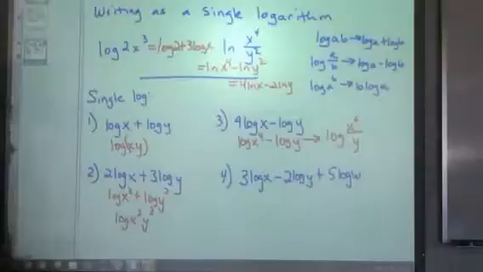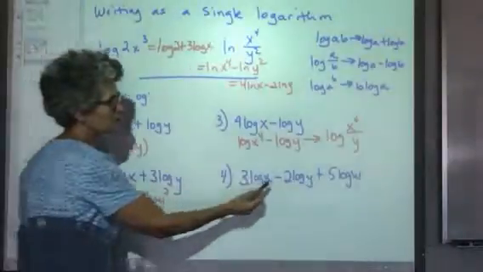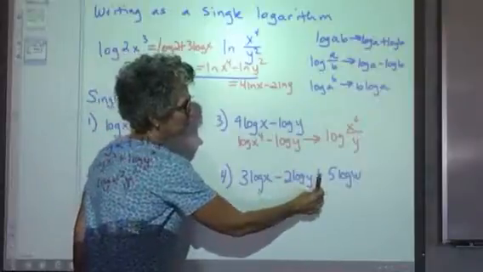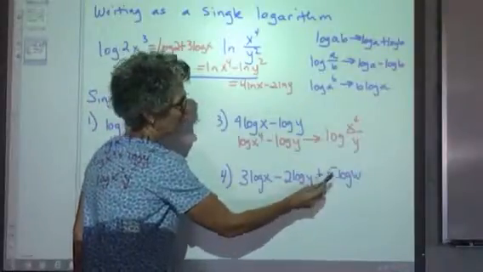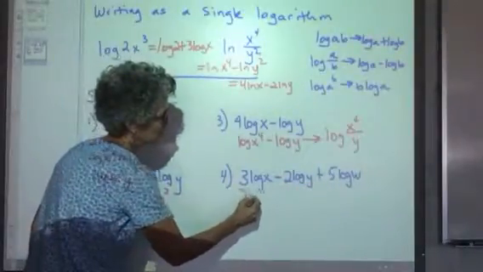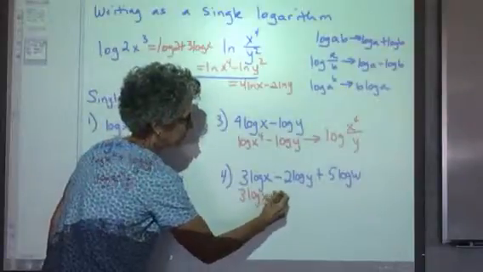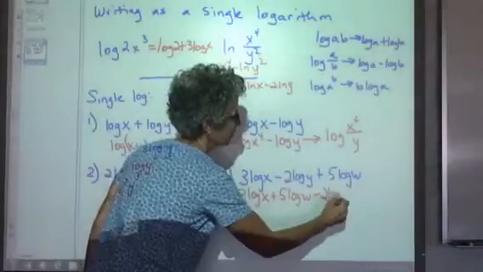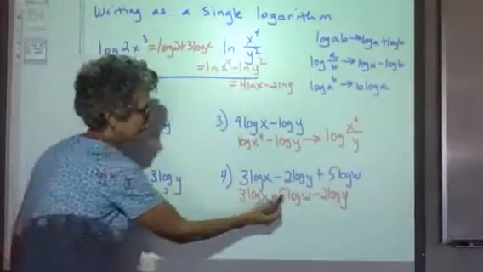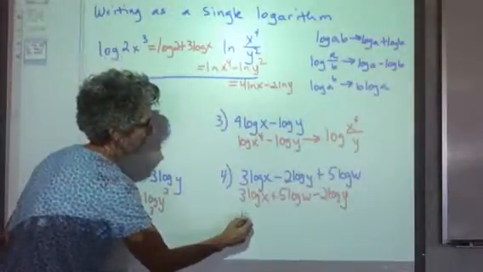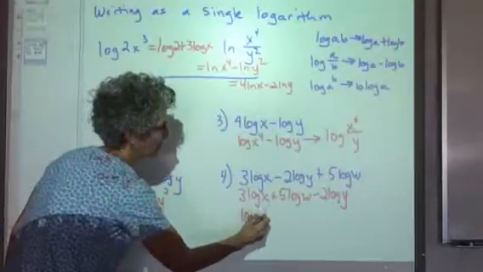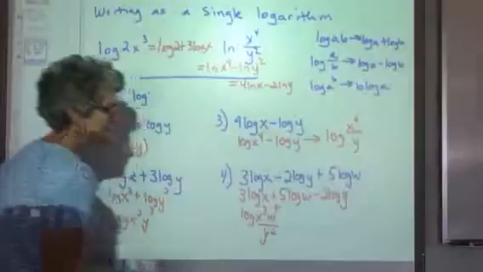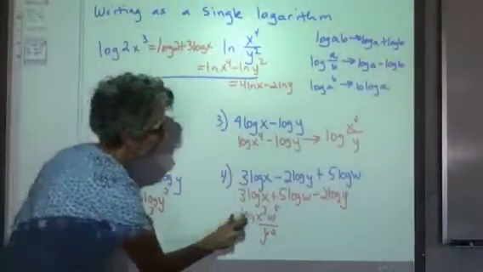Again, a single log. This one, students can get confused. Here's the minus, so that means it was a division problem. But this is plus, so this belongs in the numerator. And think about it, if you had rearranged it, I can move these around as long as I take the sign with them. Then definitely this belongs in the numerator. So that would be the log of x to the 3rd, w to the 5th, all over y to the 2nd. Again, single log.